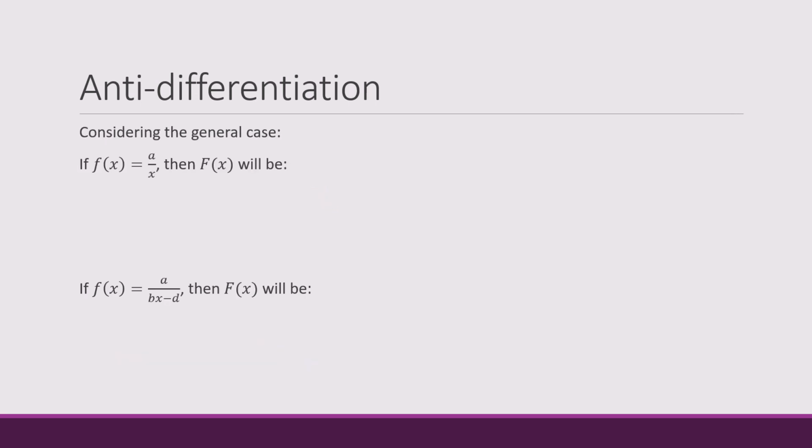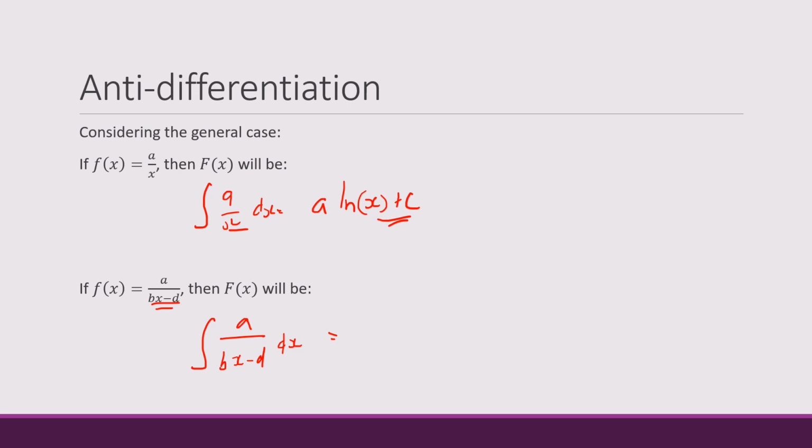So if we've got our function a over x, then the anti-derivative of that function, dx, will just become a times natural log of x plus c, a constant of integration. Now, if we have something a bit more complex in the denominator, then when we anti-differentiate, that'll be 1 over bx minus d dx.